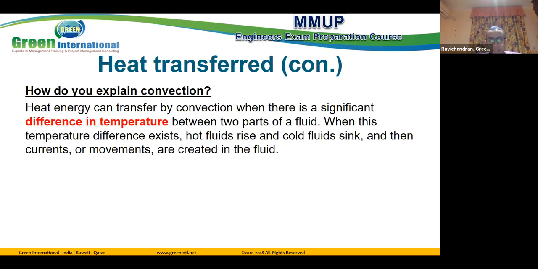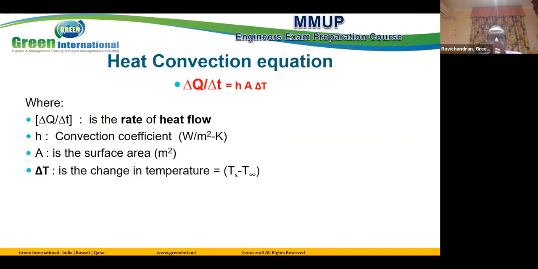The same heat energy can transfer by convection when there is a significant temperature difference between two parts of a fluid, between fluids, gas and liquid, and so on. It comes from the movement that happens between the two fluids. Now we studied the equation for conduction, which is delta Q by delta T, Q dot, equal to K A delta T by X. All the equations for heat transfer should be saved, please.